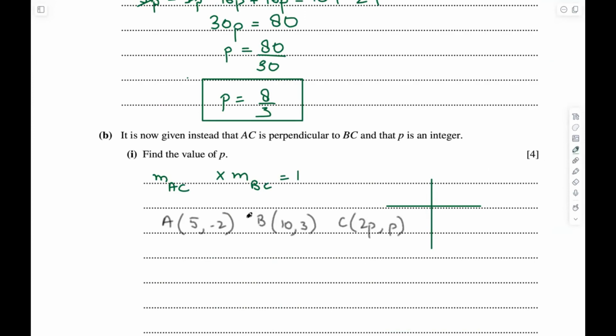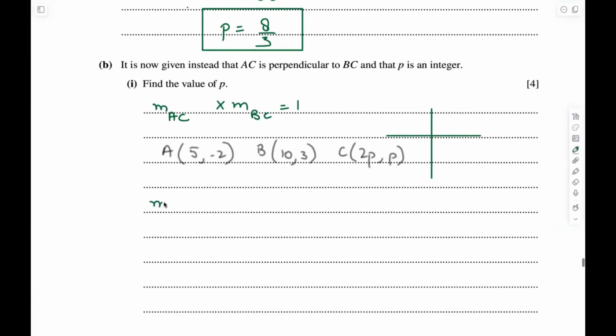First, finding the gradient of AC. So gradient of AC will be equal to y2 minus y1, so that will become p minus minus 2, upon x2 minus x1, so that will be 2p minus 5. The gradient of BC will be p minus 3, which is y2 minus y1, upon 2p minus 10.